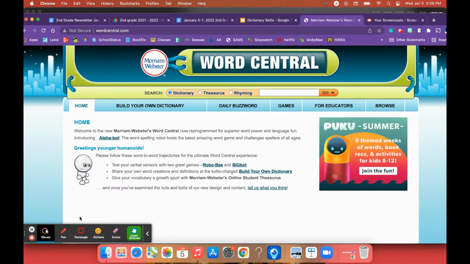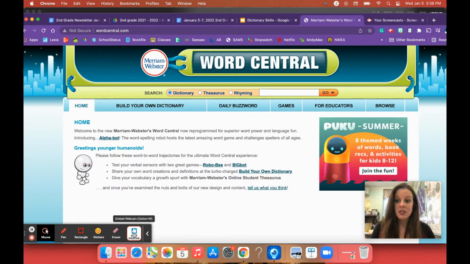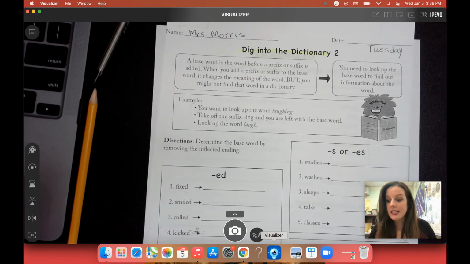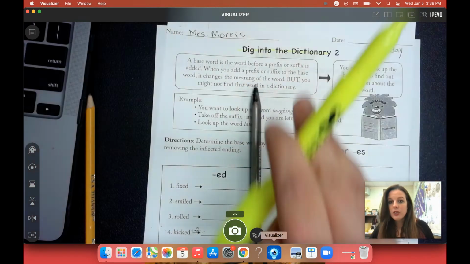So let us see. There I am. Gosh, I hid myself from you. Okay, so this is a digital dictionary, an online dictionary, and we're going to be using that in our lesson today. All right. So for today's lesson, you just need a pencil and you need a highlighter. I prefer yellow.